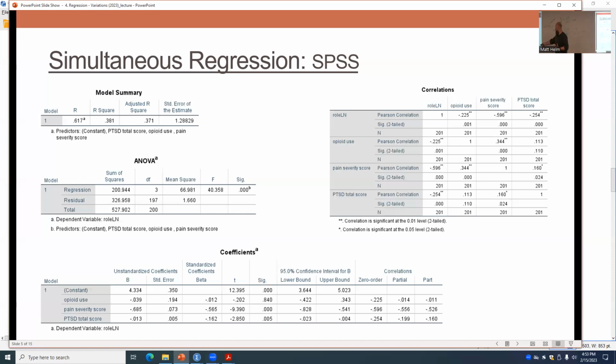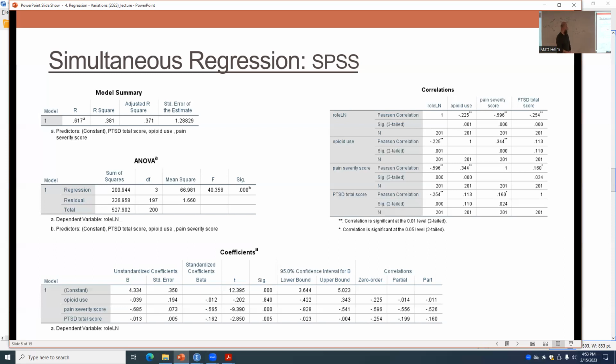Now, if I take a look at pain severity on the other hand, very small p-value. T statistic is huge. I look at my unstandardized coefficient here, a value of negative 0.69, saying that for every unit increase in pain that I'm seeing, I'm expecting a corresponding 0.69 unit decrease in the natural log of role functioning. Again, problematic because I don't know what the natural log of role functioning means, but we'll get to some ways to help out with that.